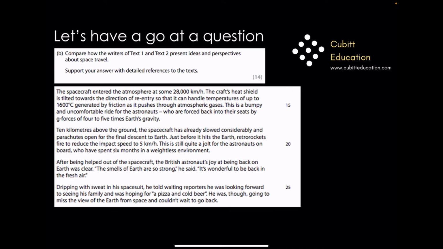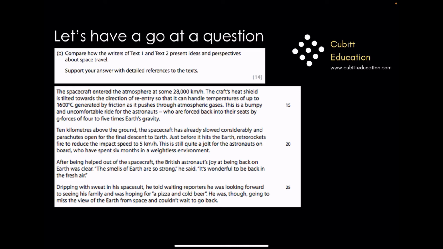The spacecraft entered the atmosphere at some 28,000 kilometers per hour. The craft's heat shield is tilted towards the direction of re-entry so that it can handle temperatures of up to 1,600 degrees Celsius generated by friction as it pushes through atmospheric gases. This is a bumpy and uncomfortable ride for the astronauts, who are forced back into their seats by G-forces of 4 or 5 times Earth's gravity.